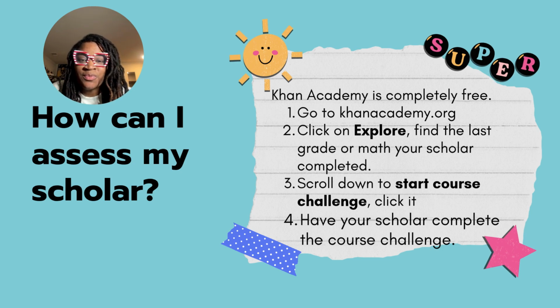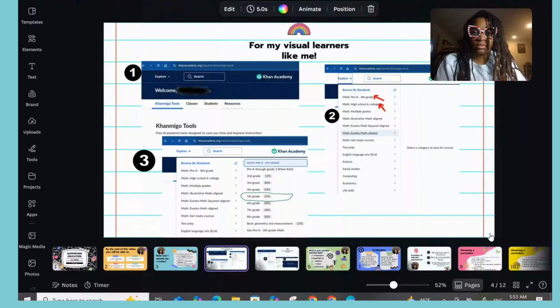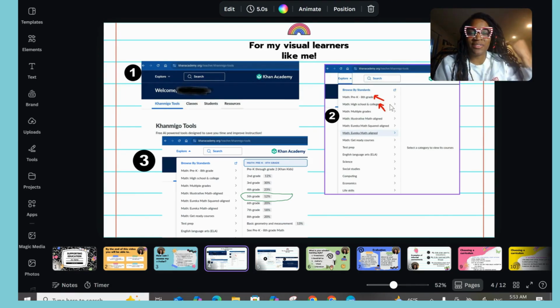Let me show you. The first thing you're going to do is go to khanacademy.org. Once you go there, you're going to click on the drop down button for Explore. And once you click on Explore, you'll see these options available. So I tell parents typically for math, you're going to go to math pre-K through 8th grade. It says pre-K through 8th grade, but you actually have to go on a completely different site if your child is under 2nd grade. So this works well if your child is 3rd grade all the way through to college.